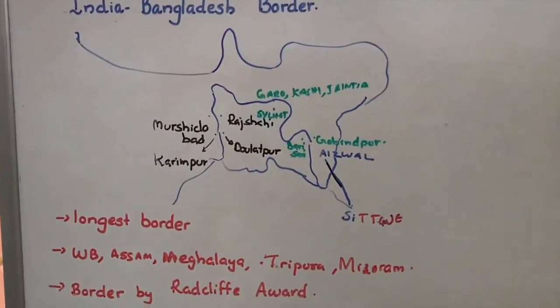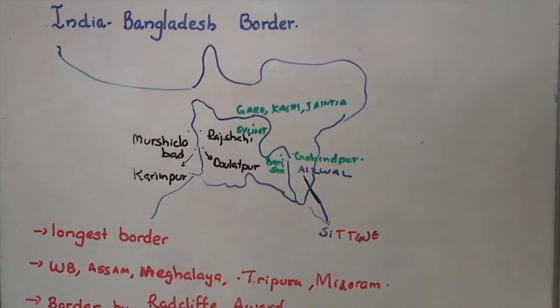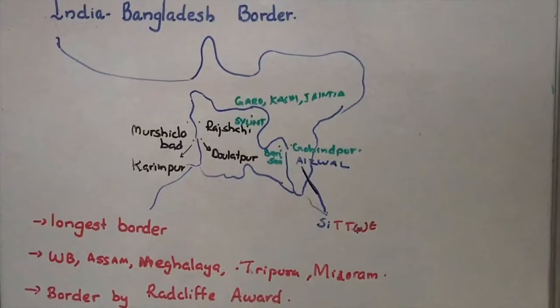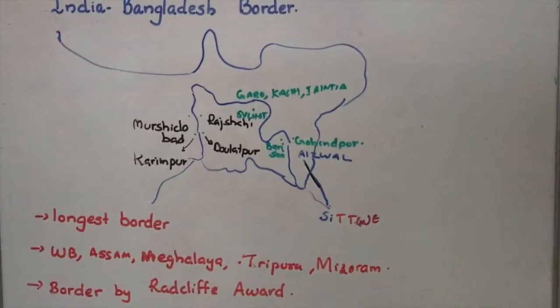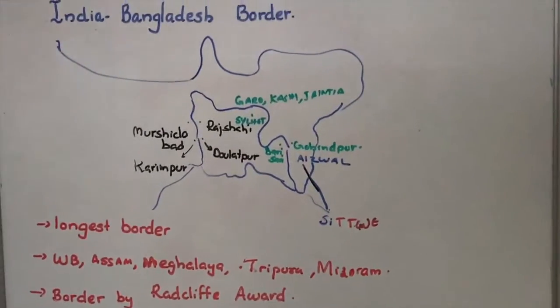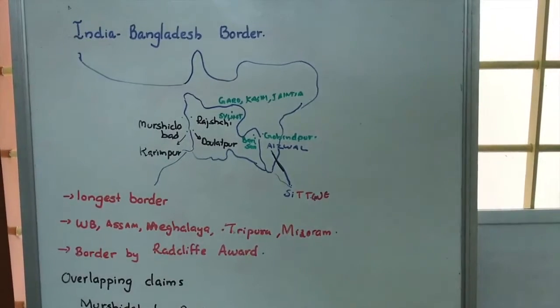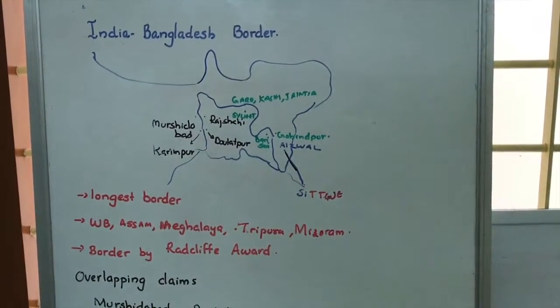Even though Bangladesh came into existence in 1971, after that there were no major dispute problems between India and Bangladesh. Anyway, there are some problems which exist, and those are mainly overlapping claims and some strategic problems.